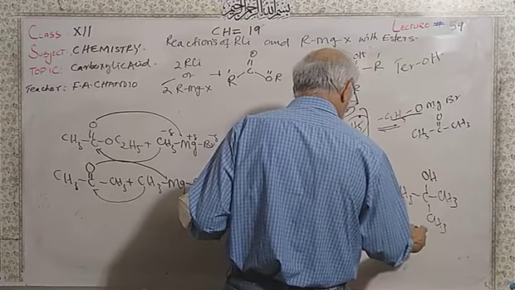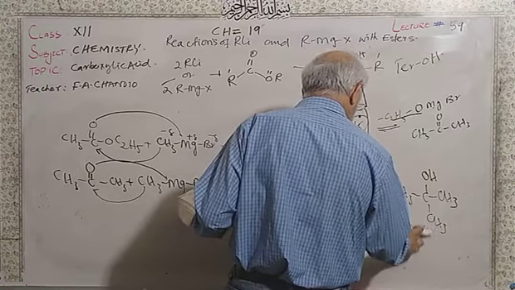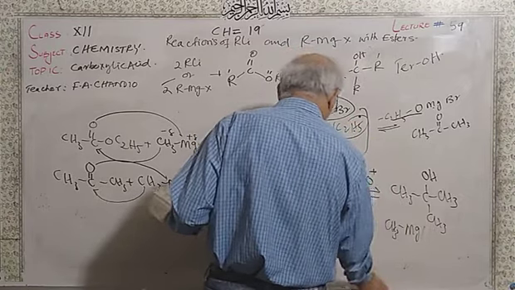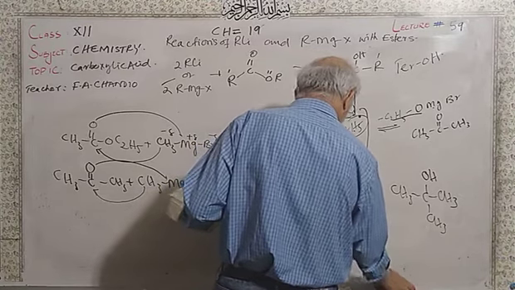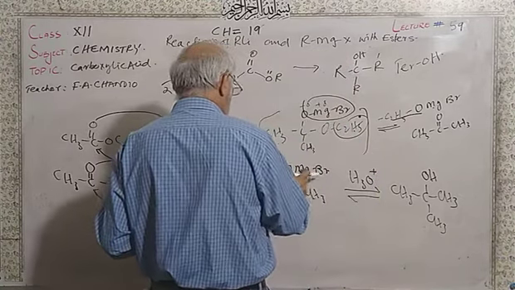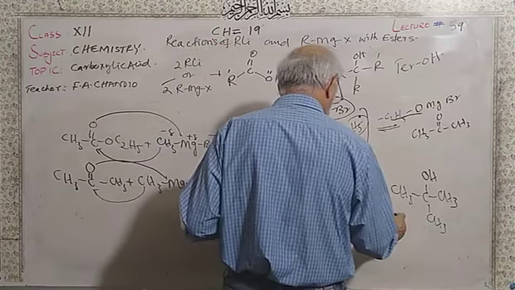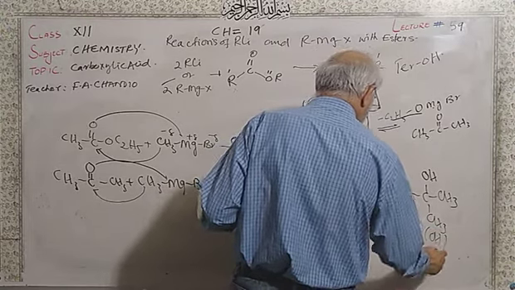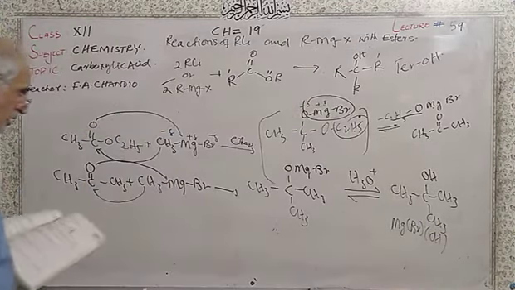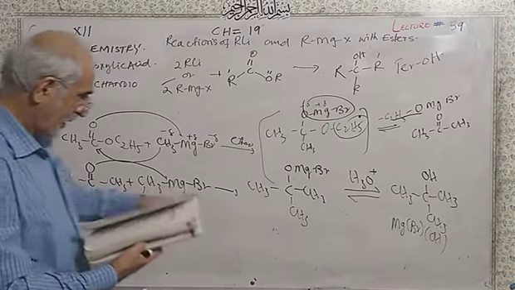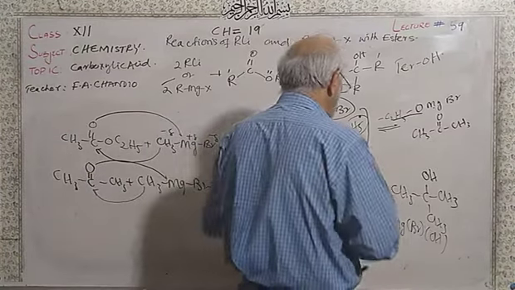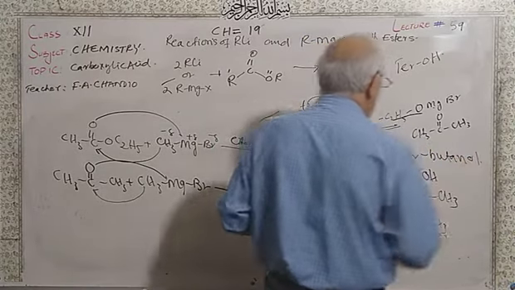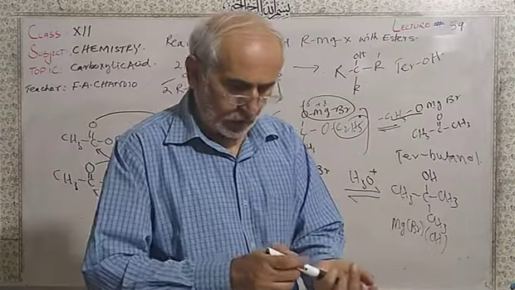And you will get magnesium bromohydroxide. Magnesium bromohydroxide is going to be formed, and this is a tertiary alcohol. The name of this compound is tertiary butanol. Tertiary butanol is going to be formed in this case.